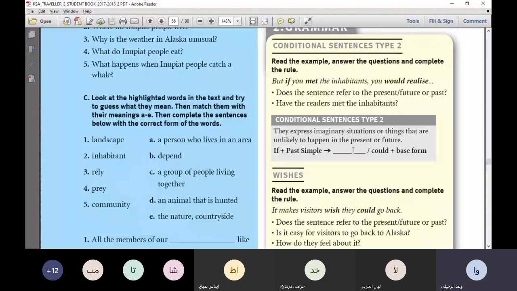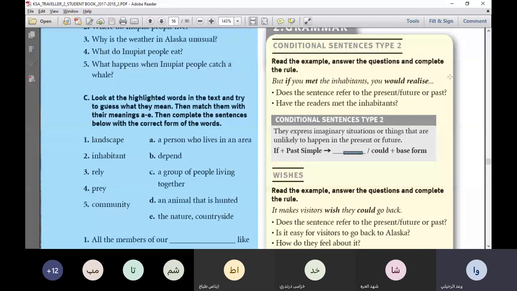There, what was there? There was will and can and the verb in the base form, or must or may or anything, and the verb in the imperative. But in type 2, no, I only have would or could plus the base form in the result, and if plus the verb in the past simple. Again, how is the question going to be? If you met the inhabitants, you, and then blank, realize. So, how do you know that you will have to write would realize or could realize? Met. Yes, because met is a verb in the past simple.